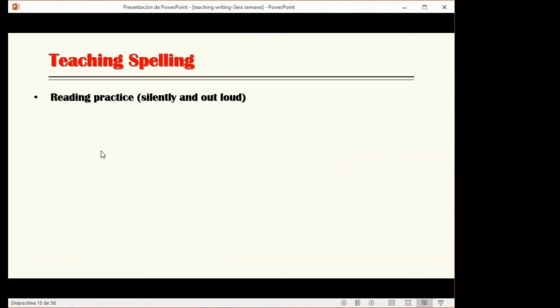Now, some activities to teach spelling, to practice spelling with our students. Notice, reading practice. It's very important to make our students read in an intensive or extensive way, silently or aloud. But it's important that our students read, because when they read, they can recognize the letters, the clusters, the patterns, how the English words are written. It's very important, reading.